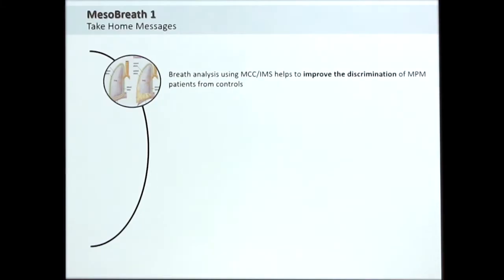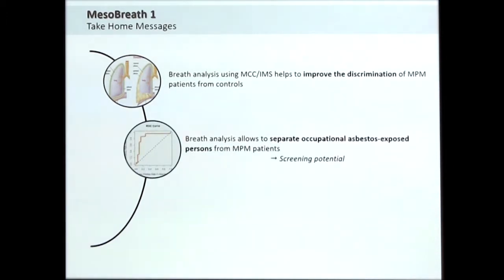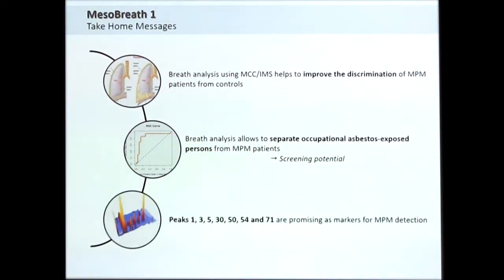So from this study, we saw that using this ion mobility spectrometry technique improved the discrimination of mesothelioma patients from our controls. So we had a nice ROC curve. Furthermore, we have found that asbestos-exposed persons could be discriminated from the mesothelioma patients. So as mentioned, it has potential to be used as a screening tool. And we have found several peaks important for this detection.